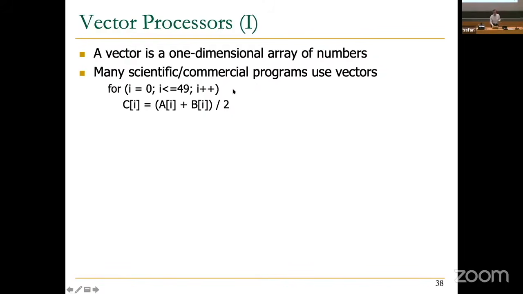But let's look at this example. This example averages 2 vectors, right? It basically takes the element-wise average of 2 50-element vectors. A and B are both 50-element vectors.